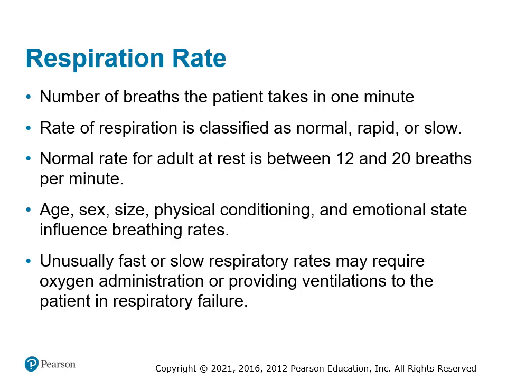So a normal rate for an adult at rest is between 12 and 20 breaths per minute. That's an average. It kind of depends on the person's size, their age, physical condition, sometimes whether they're anxious or not. This can all influence our breathing rates. So too fast or too slow respiratory rates might require some intervention like oxygen, or if it's too fast to actually inflate the alveoli in the lower lungs, then we may have to assist ventilations.